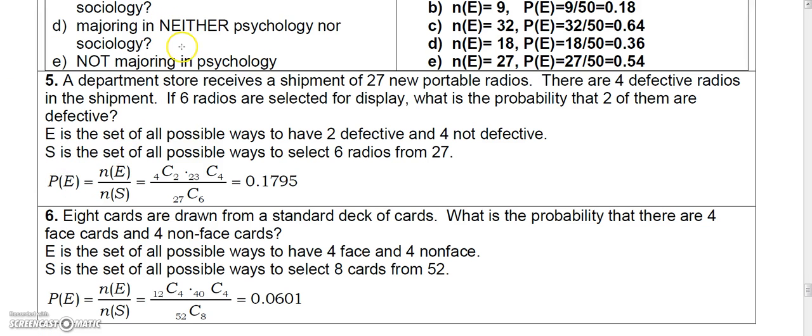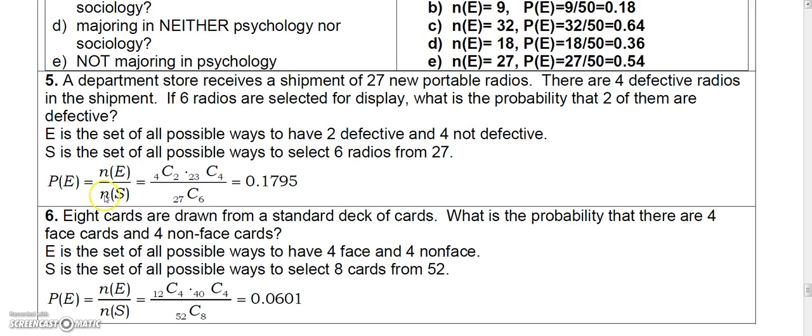Now on number 5, you could do a similar diagram that I did on number 3, but you don't have to do that. But just remember, you have a total of 27 radios, and there's 4 defective. So that 27 breaks up into 4 defective radios and 23 good radios. You're going to randomly select 6 radios for display, and so we're asking what is the probability that 2 are defective. So that means 2 defective and 4 non-defective.